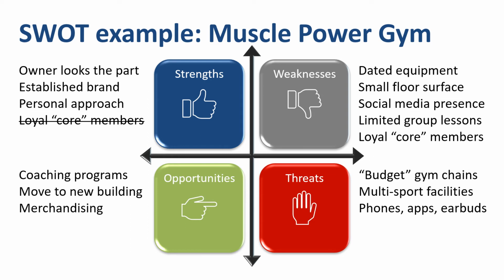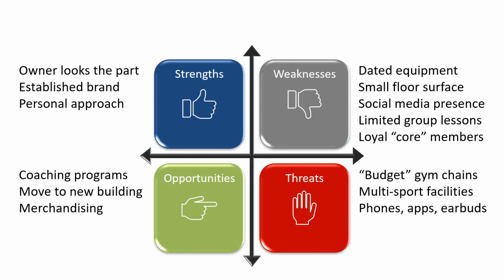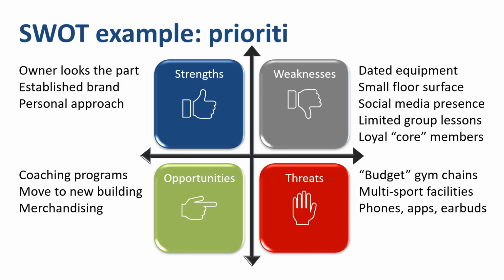Now that we have an updated SWOT matrix, let's prioritize the items from high impact to low impact. For example, in the opportunities section, the move to a new building might be the top one.